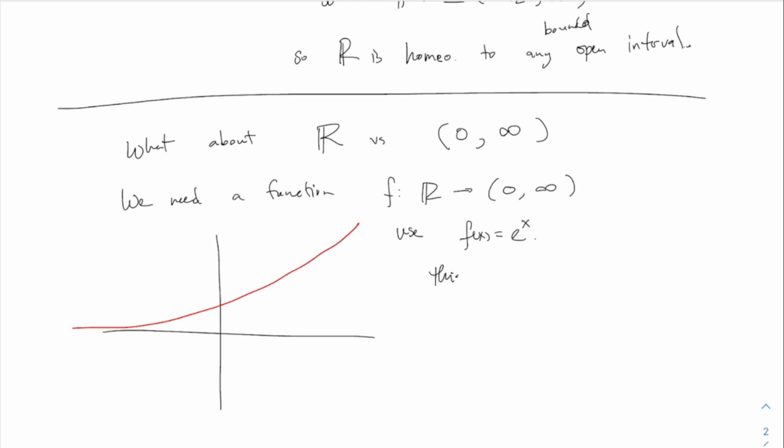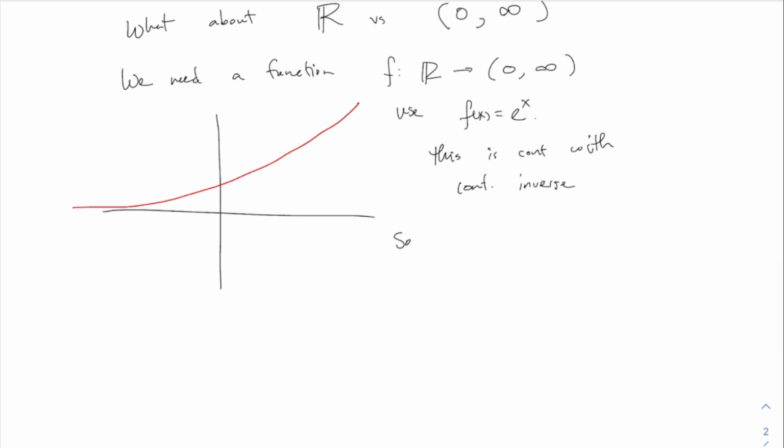So this is continuous with continuous inverse. The inverse is the natural log, which is also a continuous function, as everybody knows. And it is a bijection if you use 0 to infinity as the codomain. It's not a bijection to all of R because you miss the negatives, but we're trying to miss the negatives anyway, so this is great. All right, so this is a homeomorphism.